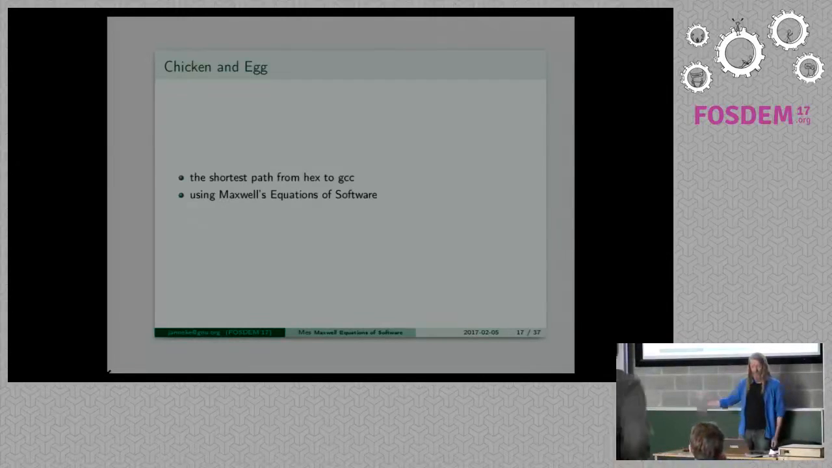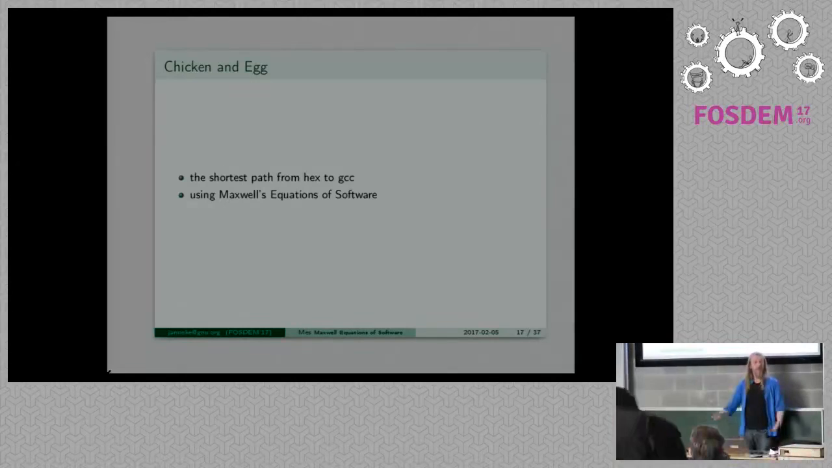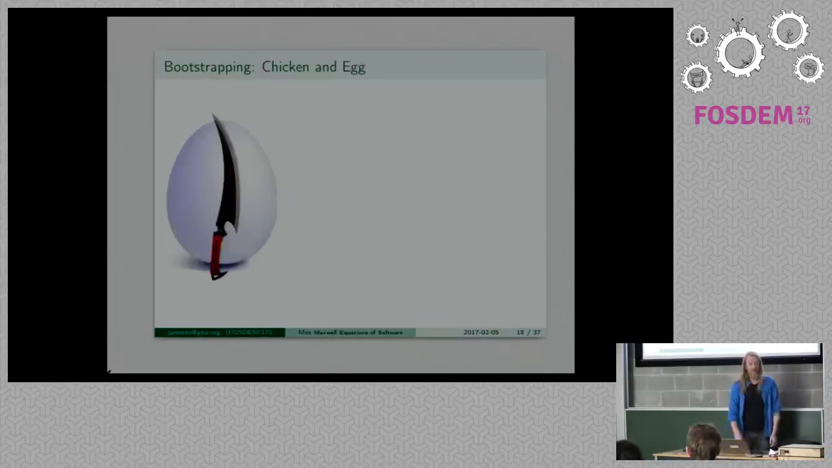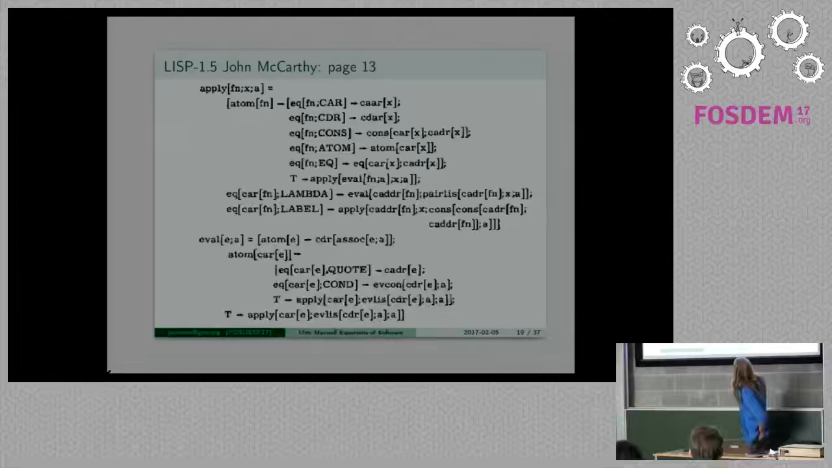So the shortest path from hex to GCC is obviously using the Maxwell equations of software. If they are really the Maxwell equations, then it should be the prettiest path that you can imagine. Otherwise, we have to look for better equations. So that's where the mess comes in. So I looked up the article, and this is the bottom half of page 13.